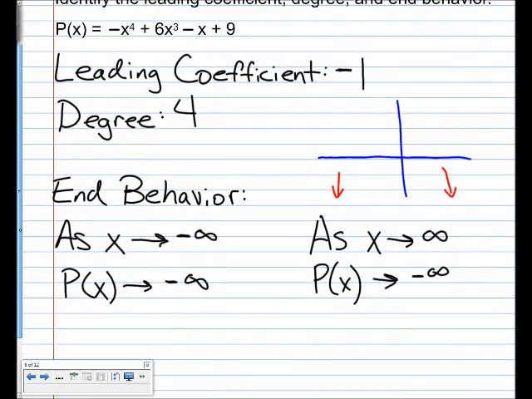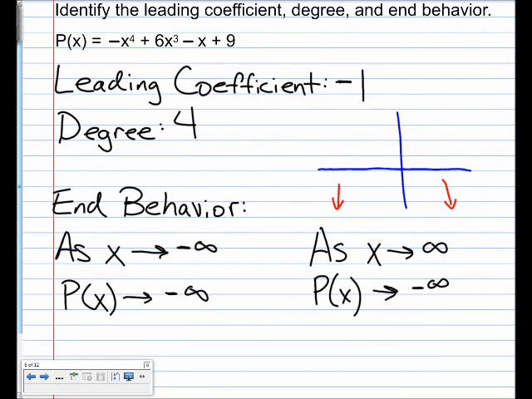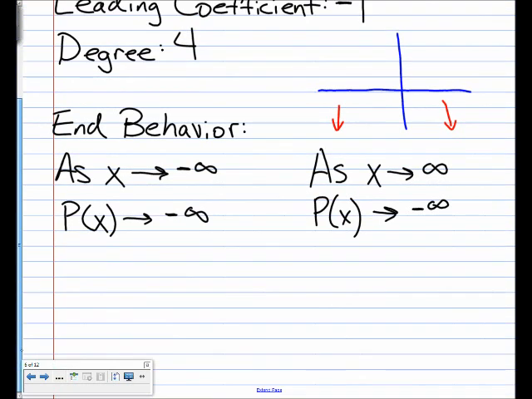What if the leading coefficient was positive? Then where would these be? They'd be both up. Okay? And so that would change my notation. My notation would now say the functions are both going towards +infinity.